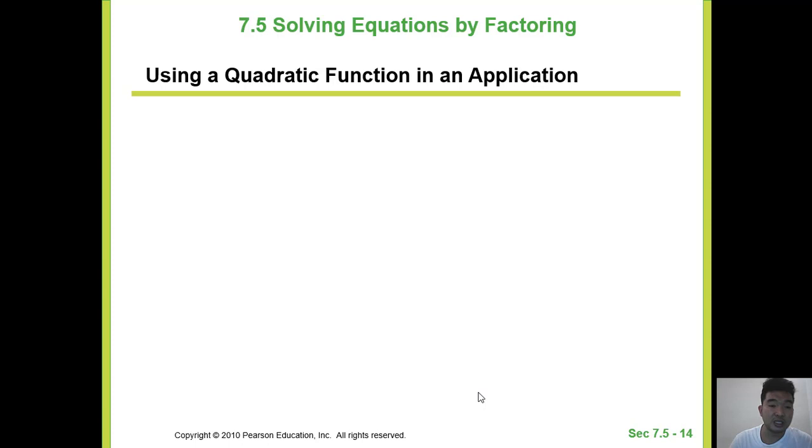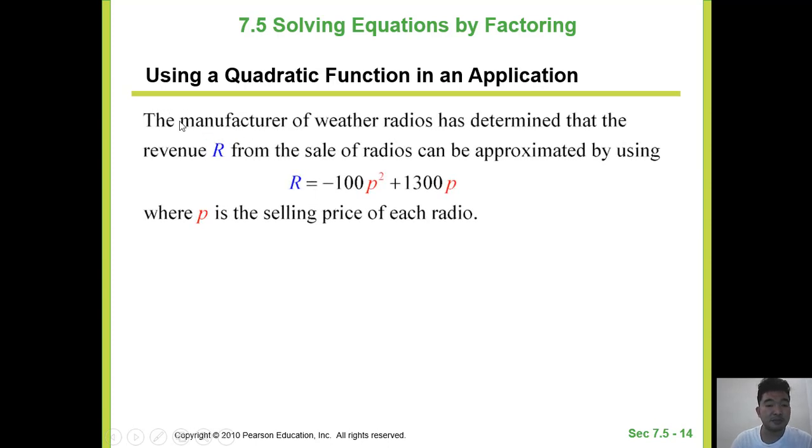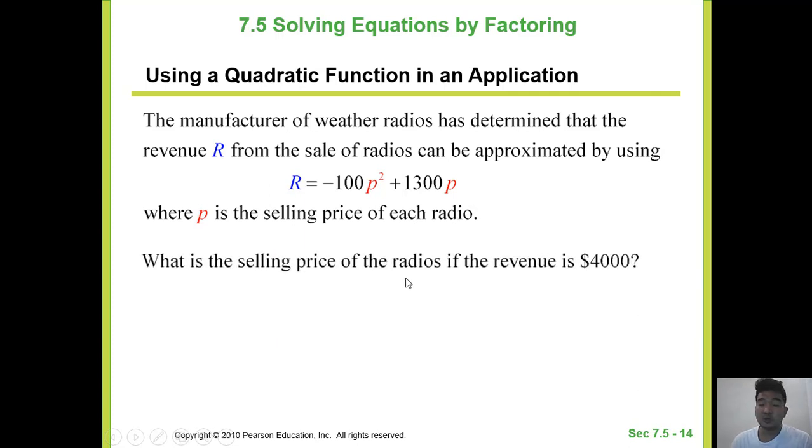This time, how do we use a quadratic function in an application? Suppose that we have this problem. The manufacturer of weather radios has determined that the revenue R from the sale of radios can be approximated by this equation: R, which stands for the revenue, equals negative 100p squared plus 1300p, where p is the selling price of each radio. The question is, what is the selling price of the radios if the revenue is 4,000?